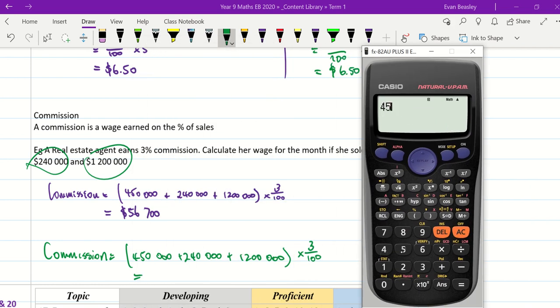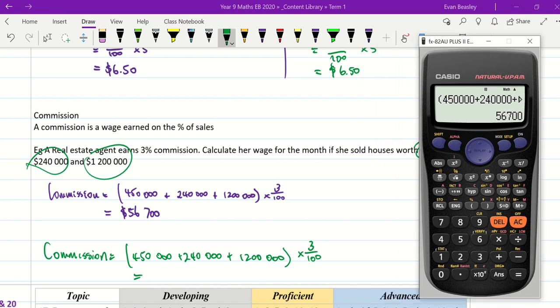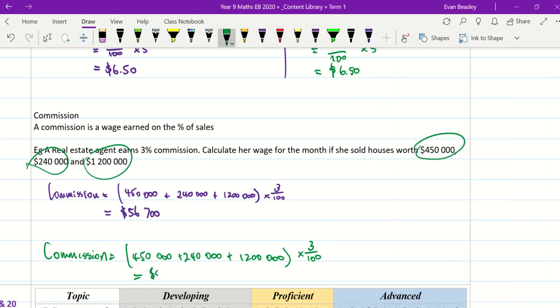Okay, so 450,000, 1, 2, 3, plus, actually I'll do it with brackets just to mimic what I've done there. So 450,000, 1, 2, 3, plus 240,000, 1, 2, 3, plus 1,200,000, 1, 2, 3 zeros. Now we're just going to multiply that by 3 over 100. And that will get us an earning of $56,700.